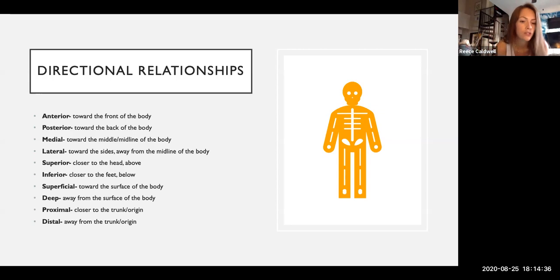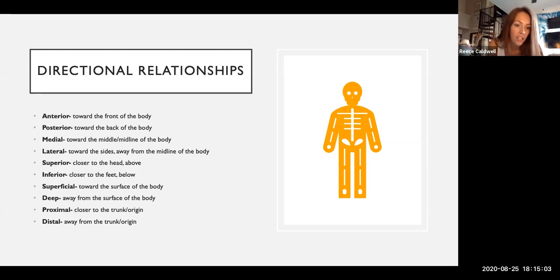Superficial and deep. Superficial means towards the surface of the body, deep means further in the body. Whenever we look at the skin, we'll see that there are 3 layers of skin. The top layer would be superficial because it's the top, and then the bottom layer would be the deep. So yeah, superficial, deep.